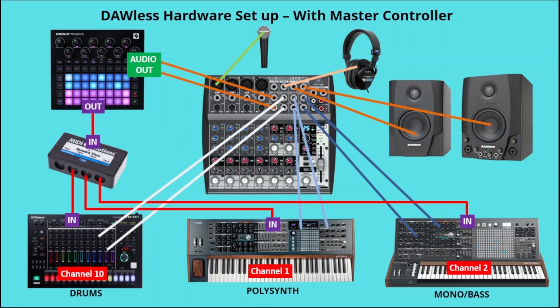There would be a few ways to connect this. Here I've shown the audio outputs of the Circuit Tracks going to the mixer so that its internal sound engines can be mixed with the other synths. You could, as far as I'm aware, run the audio from the mixer into the Circuit Tracks and use its effects on the audio coming in, and then send the Circuit Tracks' total audio out to the monitors.